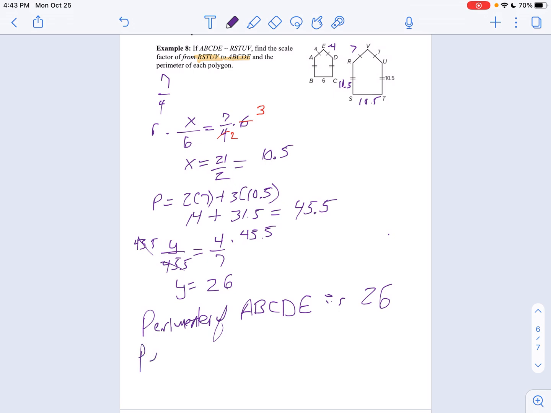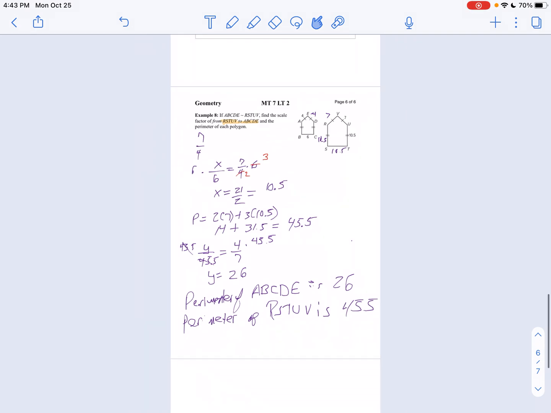And I know the perimeter of RSTUV, I already said that, is 45.5. And there we have it. So we can find the perimeter of both shapes.